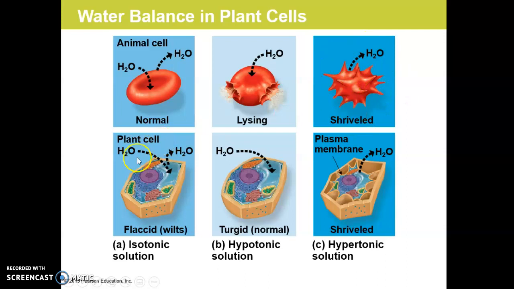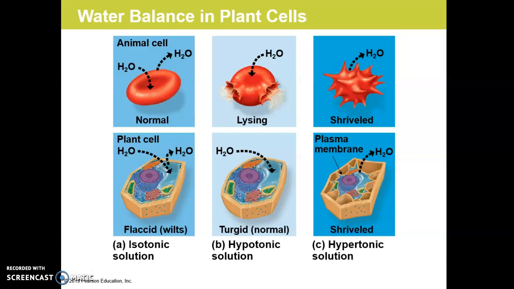In contrast, plant cells, as we learned in earlier chapters, have cell walls. If you put a plant cell into an isotonic solution, it will be flaccid, which means slightly wilted. If you put a plant cell into a hypotonic solution, it will take on water, and the plasma membrane that's full of water will exert pressure against the cell wall that prevents it from rupturing or lysing, and that situation is known as turgid.